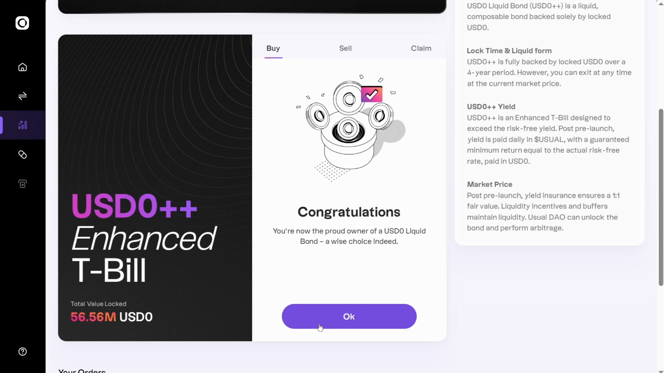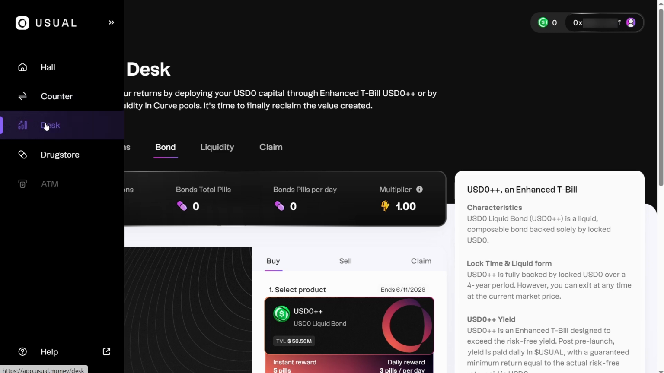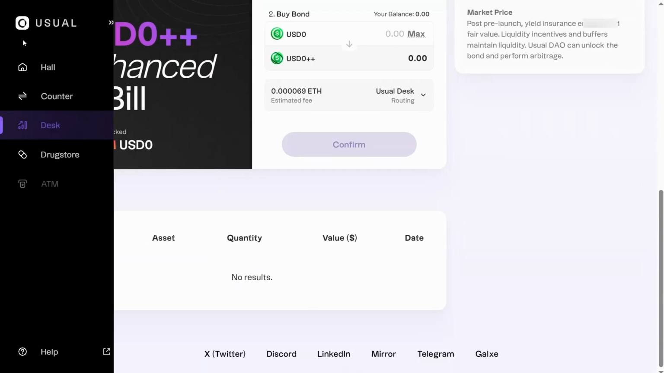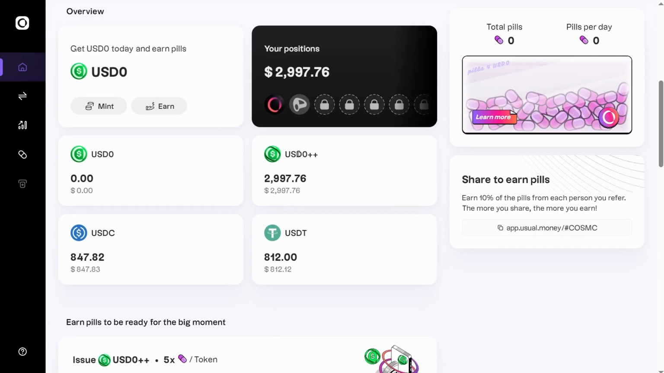Click on OK. Let's check what I have at this moment. Go to Whole. Scroll down. My position is $2,997 and all my money is in USD0++. Total pills are 0. They will be updated tomorrow.